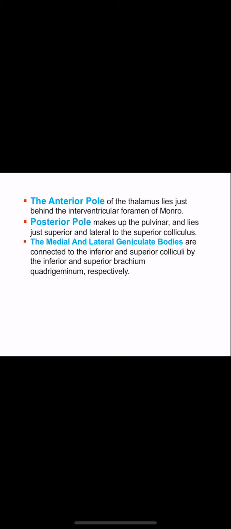Generally speaking, the thalamus, as a mass of gray matter in the diencephalon, has an anterior pole and a posterior pole, where we also have what is called the medial and lateral geniculate body, related to the posterior pole of the thalamus. The lateral geniculate body is concerned with the visual pathway, and the medial geniculate body is concerned with the auditory pathway.